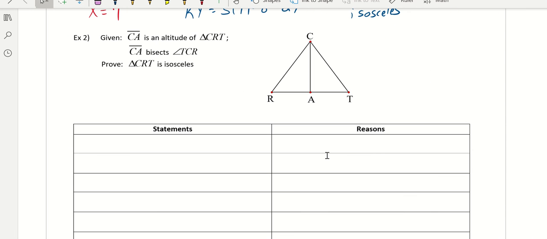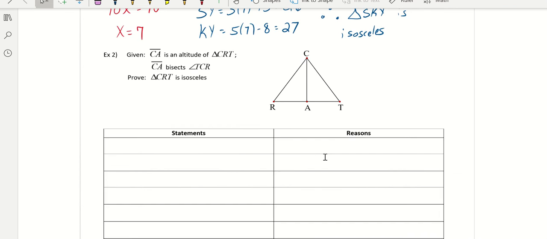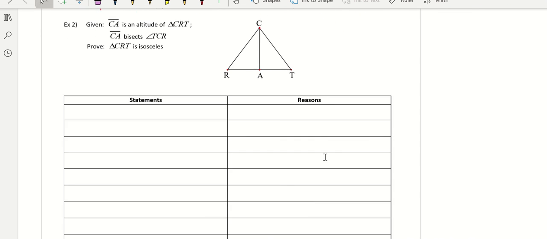All right, on to example 2. I would encourage you to do what you can on your own. These proofs, it's good for you to practice on your own as much as you possibly can. So here we go, example 2.